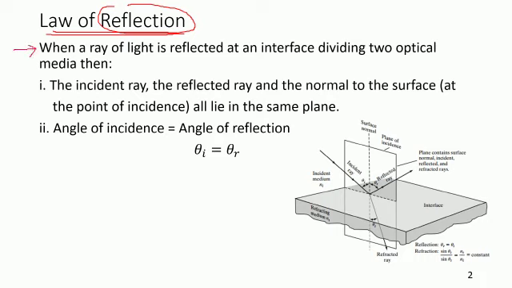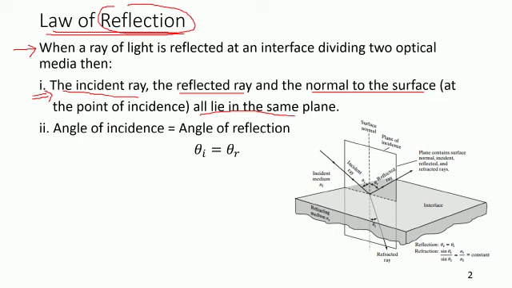So we say when a ray of light is reflected at an interface dividing two optical media, then what happens? Okay, so this is now a fact based on observation. The incident ray, the reflected ray, and the normal drawn to the surface at the point of incidence, they all lie in the same plane.